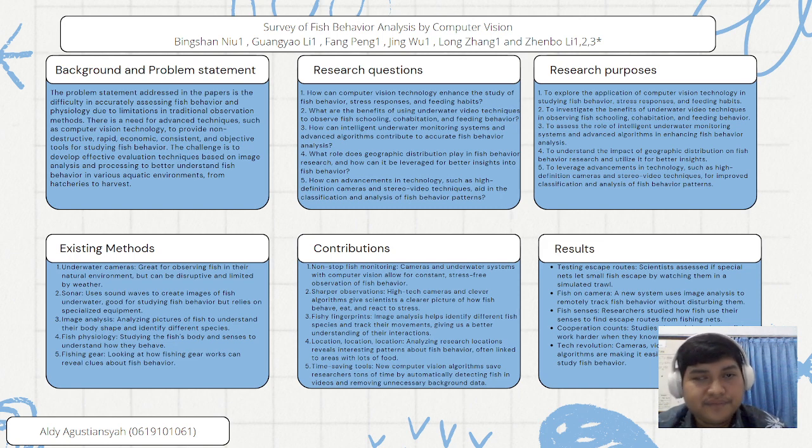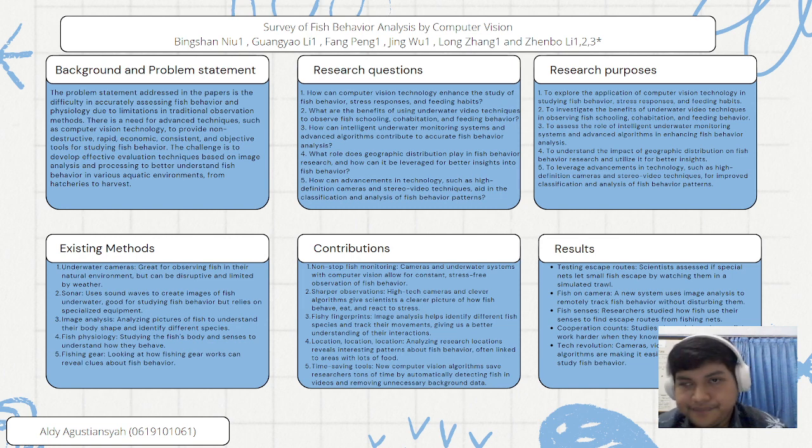Research question: how can computer vision technology enhance the study of fish behavior, stress responses, and feeding habits? What are the benefits of using underwater video techniques to observe fish schooling, cohabitation, and feeding behavior? How can intelligent underwater monitoring systems and advanced algorithms contribute to accurate fish behavior analysis? Those are the big three.